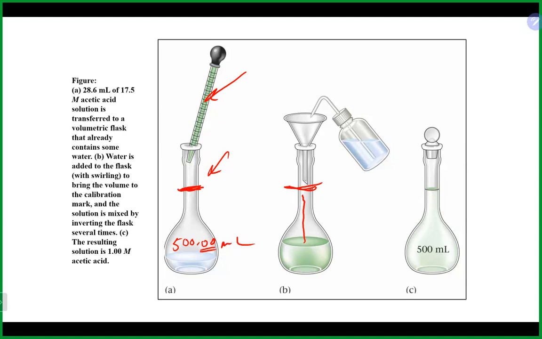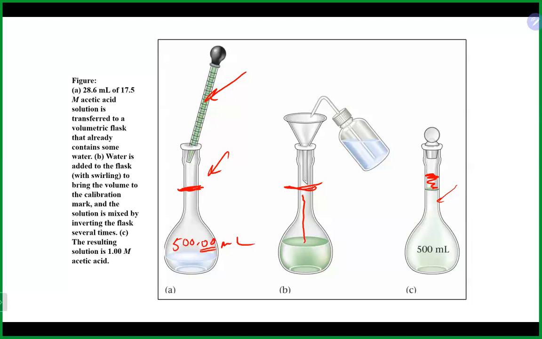By the way, if you go over the line, can you just dump some out back to the line? Would that be okay? You cannot, because your solute is dissolved in it. When you dump out that liquid to get back to the line, you're actually dumping out your solute, which means your molarity will no longer be the same as what it was to begin with. So you can't just dump it out if you go over. That's why you want to be really careful. Use a wash bottle, maybe a medicine dropper towards the end, to make sure you dial it into that line.